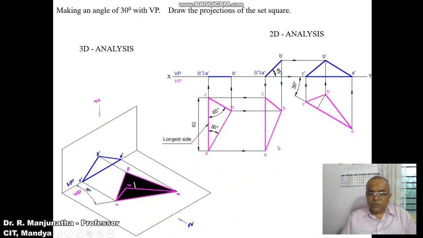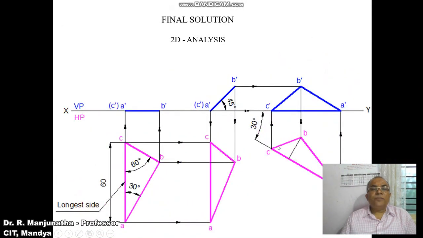Now we are going to solve the problem in the sketchbook. To do that, first we draw the XY line and mark XY, VP and HP. The line which you draw for the XY line should be a very thin line. Then, since he says the longest side is kept in HP, make that longest side perpendicular to VP. First draw a line and measure a length of 60 mm in the sketchbook, mark these two points, and mark this as A and this as C.